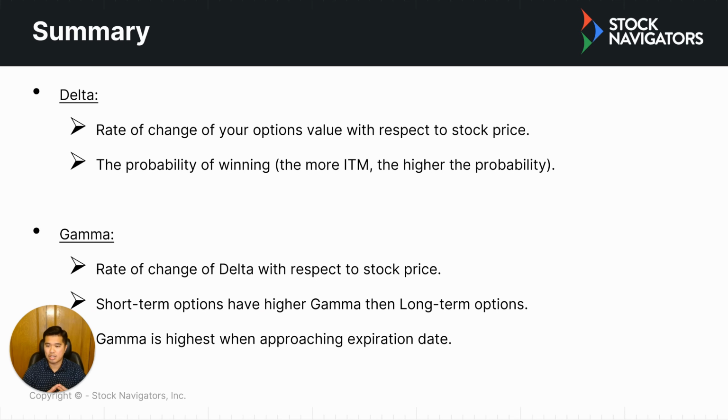So let's sum things up. The delta is the rate of change of your option's value with respect to stock price, and delta also represents the probability of winning, meaning the more in the money the strike is, the higher probability of winning that option strike will have. And the gamma represents the rate of change of delta with respect to stock price. The short-term options will always have higher gamma than the long-term options. And gamma is highest when approaching the expiration date.